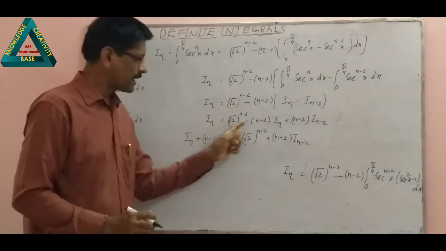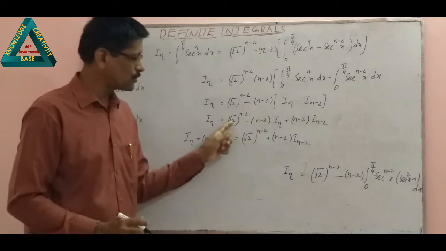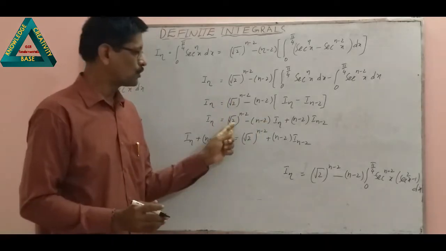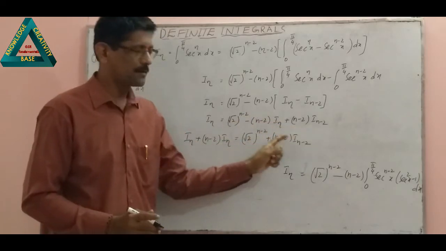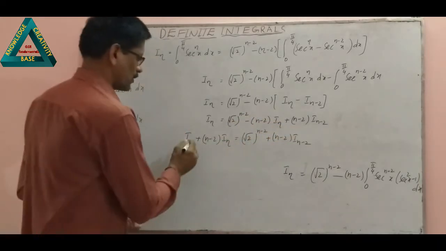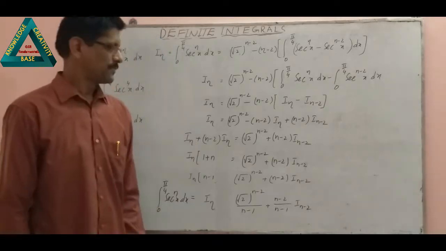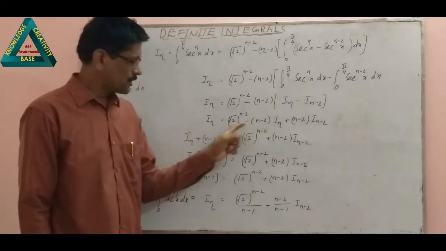In plus n minus 2 into In is equal to the remaining part on the RHS, root 2 whole power n minus 2 plus n minus 2 into In minus 2. Okay, so here take common In. Okay, here this is a negative quantity.